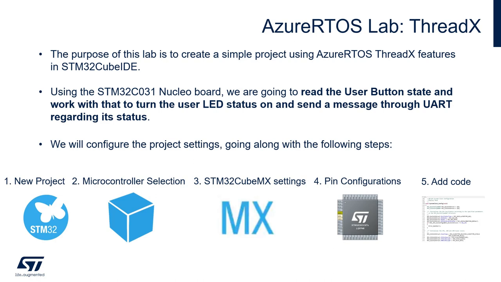We will follow the steps below. First, create a new project. Second, select a part number, STM32C0 part number. Then do the STM32CubeMX settings configuration part. Then do the pinout, the pin configurations. And then finally, we will add some code, to add our application code.